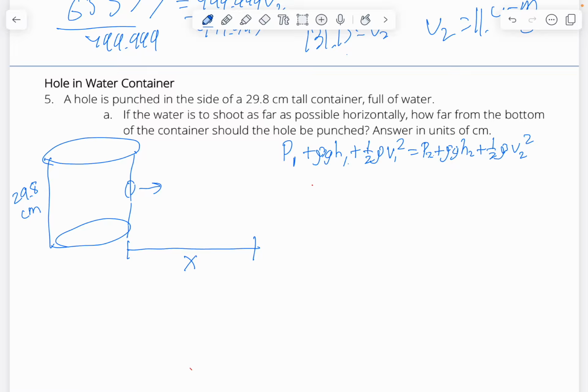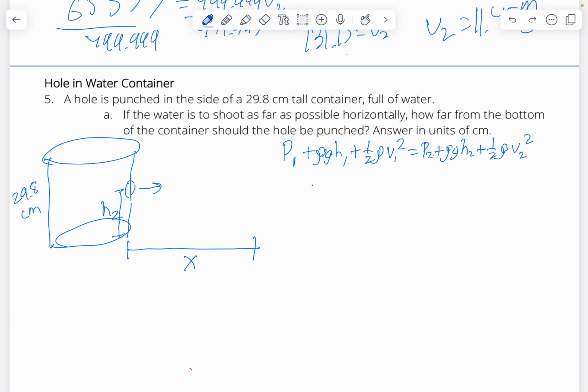Yeah. So there's our Bernoulli's equation. So then the next step is to choose your 1s and your 2s. You have to choose your unknown as one of the variables, either 1 or 2. It doesn't really matter because we're trying to solve for this height. So I'll just make it 2. So we're looking for h2, right, when we maximize this horizontal distance.